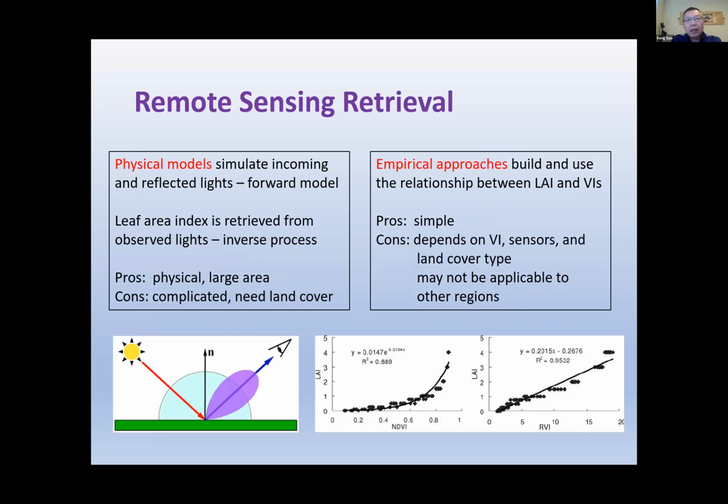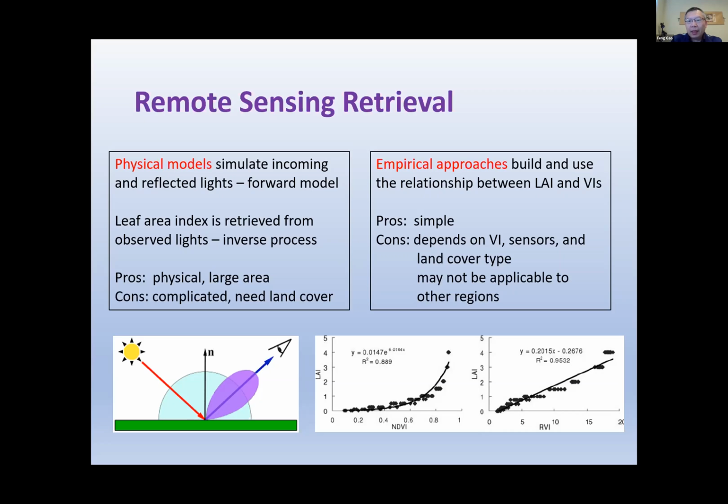For the remote sensing retrieval, a brief overview: you can get the leaf area index from a physical model or an empirical approach. The physical model can be applied to a large area, but it could be very complicated, and some models require land cover information. The empirical model is simple. It just builds a relationship between LAI and VI. It depends on what kind of vegetation indices we use.